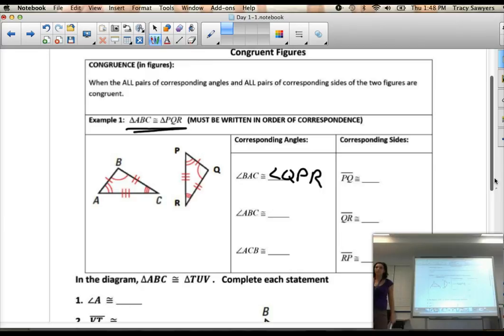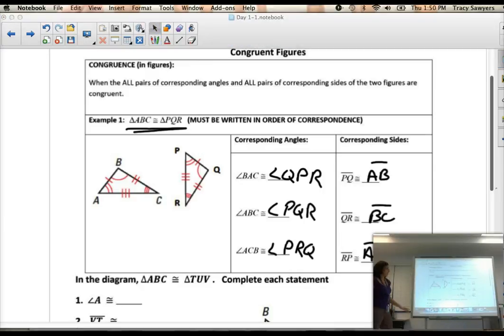Think you can do the rest on your own? Go. Any questions on this? Okay, everybody should be doing 1 through 4, please. Then we're going to talk about it.